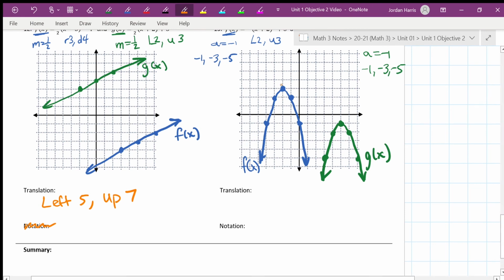Okay, now we got to describe from f to g. So always go to your key point. It's just a lot easier. So I'm going to go right now. 1, 2, 3, 4, 5, 6, 7. So right 7. And down 1, 2, 3, 4. And that's describing the translation. Don't worry about the notation.